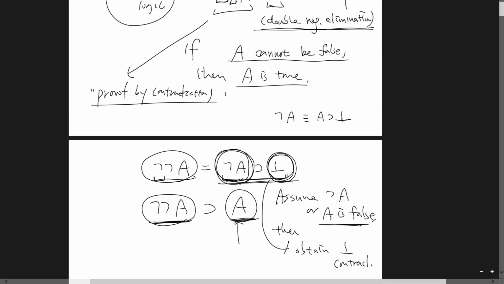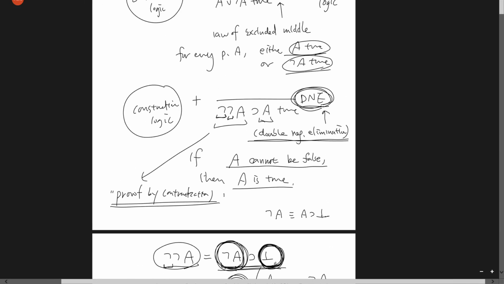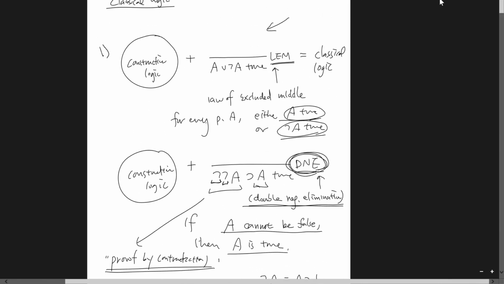In order to prove A, assume A is false, and then somehow show that everything is self-contradictory, show the contradiction. So this is basically proof by contradiction. This is the first way of obtaining classical logic as an extension of constructive logic, and this is the second way. You add this law of double negation elimination.